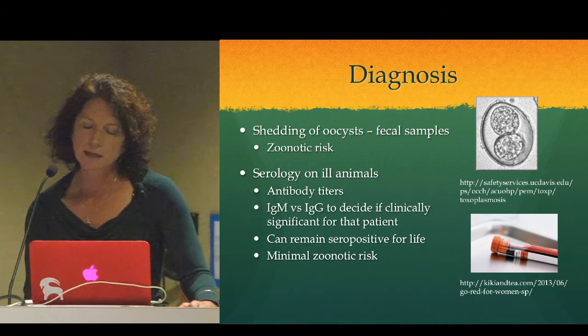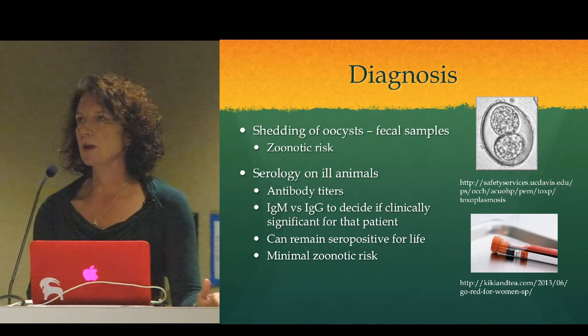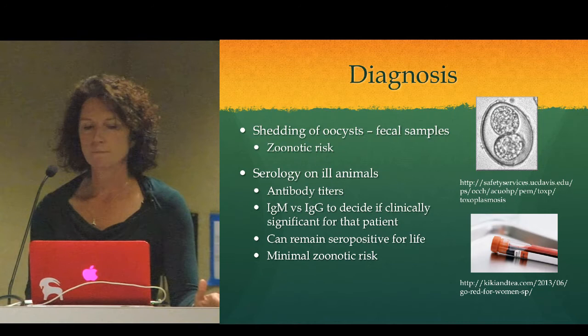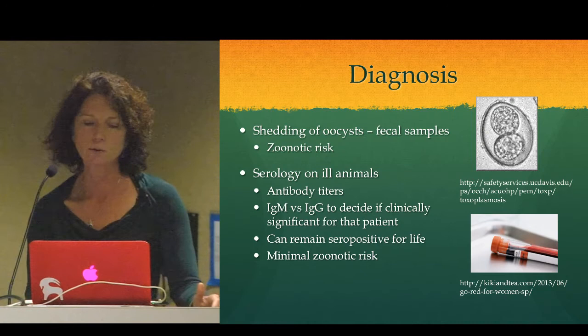Serology on ill animals, you do antibody titers. The serology doesn't help you to know if they're actively shedding. They're two different things. The serology tells you that the animal was at one point infected. And sometimes that can help you decide if it's acute or chronic. Is it actually playing a role in what I'm seeing right now? So IgM is your earlier titer, if you're remembering.